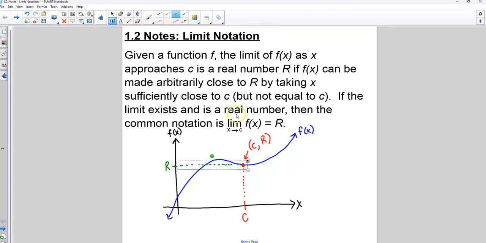So this is what we call the informal definition here. And what it's telling us is that we're going to be using this notation. Right here tells us what the x is doing. x is approaching c. The R right here, you might want to make a note of this, is the y value that you're approaching. So the y value at that point.